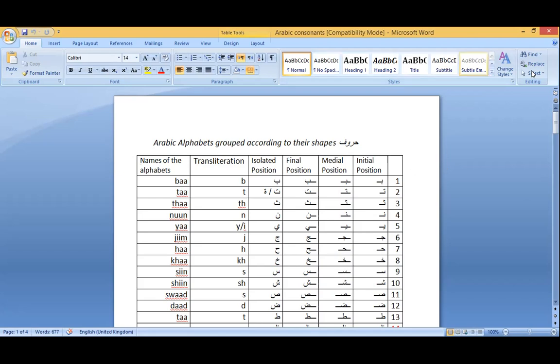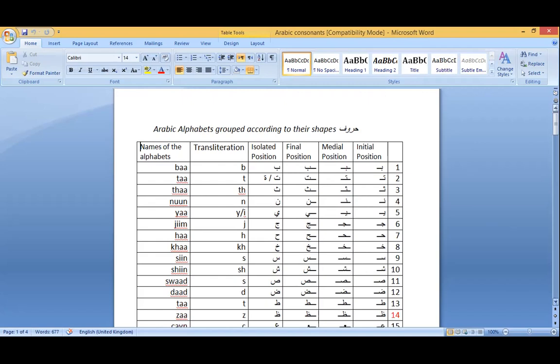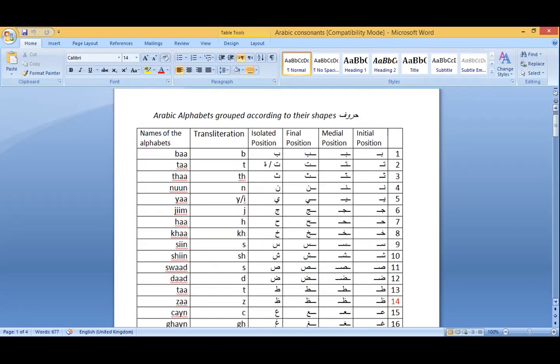Can somebody remind us? How many letters were in group 2? Three. Yes, those are 3. Which are these 3? Ja, ha, kha. Good. Ja, ha, kha.